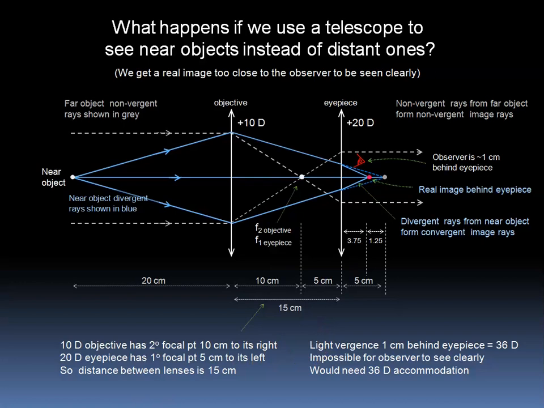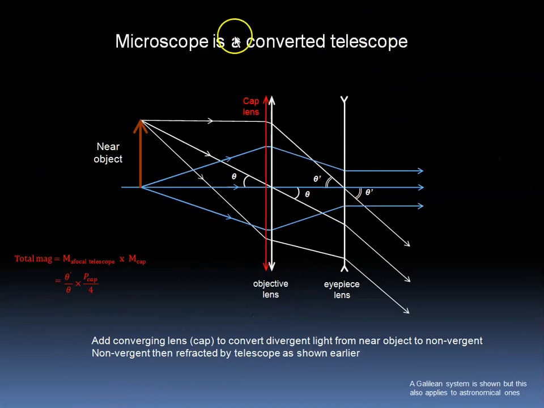This is well beyond the human capability to focus on near light, showing that when trying to use a telescope for near objects, we do not get a clear image. We can, however, convert a telescope into a microscope by adding a lens in front of the telescopic system to convert divergent light from a near object into non-vergent light that will then enter the telescopic system and undergo afocal telescopic magnification.